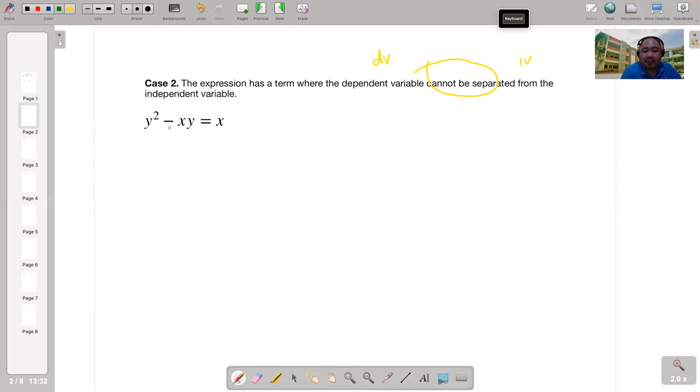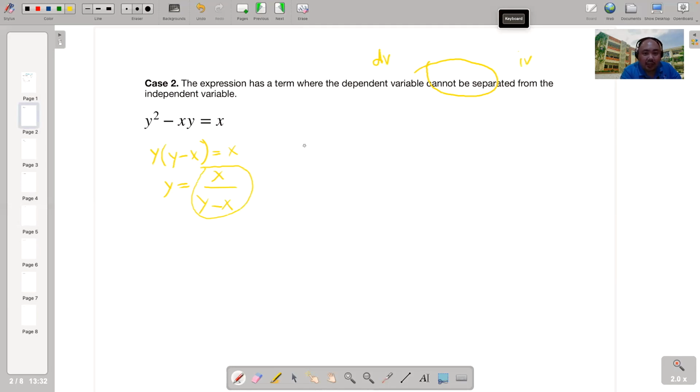y squared minus xy is equal to x. Okay, unfortunately, no matter what you do, for example, let's try taking out y. You'll get y times (y minus x) is equal to x. You'll end up with y is equal to x over (y minus x). But in doing so, this side of the equation still has a y, or the dependent variable, even if you tried to get the dependent variable on one side, the left-hand side.